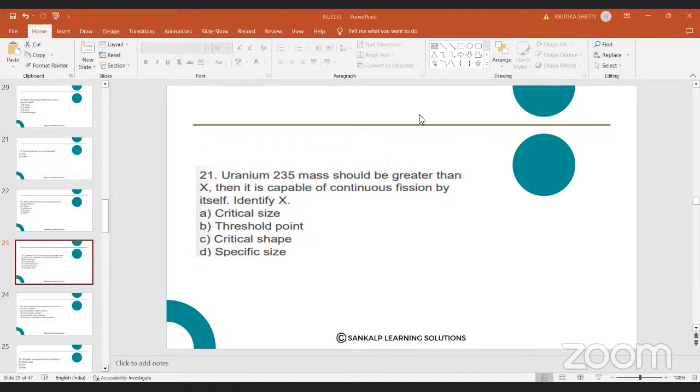For a nuclear fission reaction to happen, we require a heavy nucleus. So greater than uranium, obviously that is a heavy nucleus only. Therefore yes, it should be of the critical size.